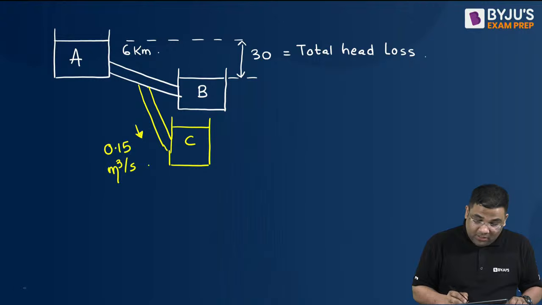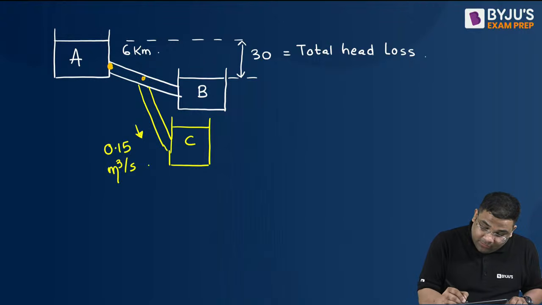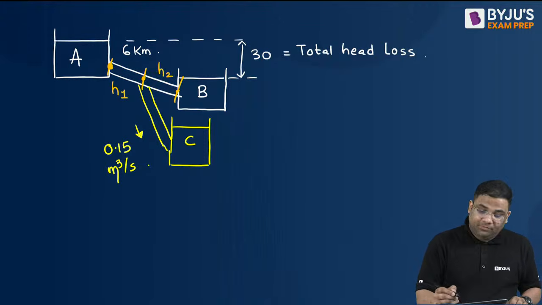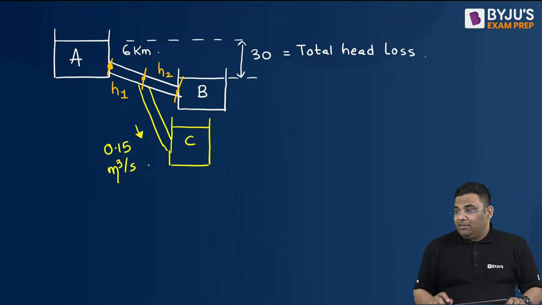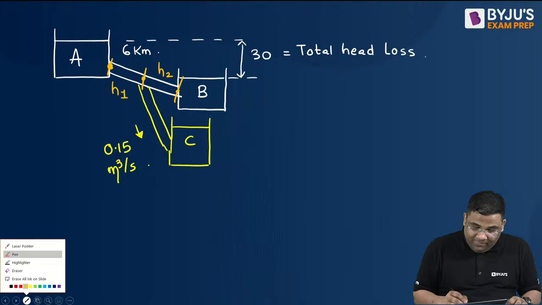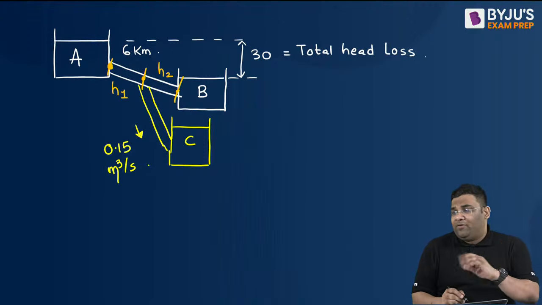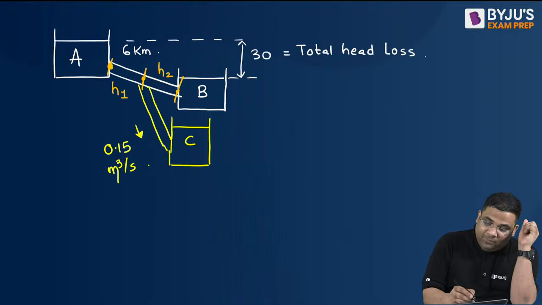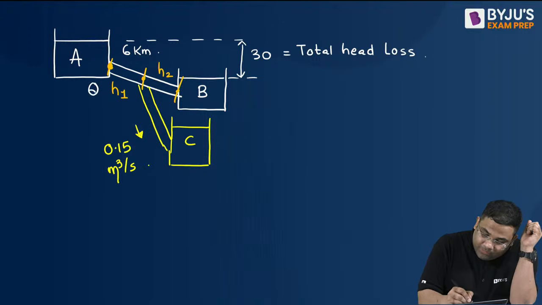So I'll consider the friction loss from this point to this point, and then from this point to this point. Yes, I can say this is friction loss 1, this is friction loss 2, right? Why am I differentiating these head losses? Because the discharge will be different. Suppose here the discharge is Q. So can I say here the discharge will be Q minus 0.15 now? You see.